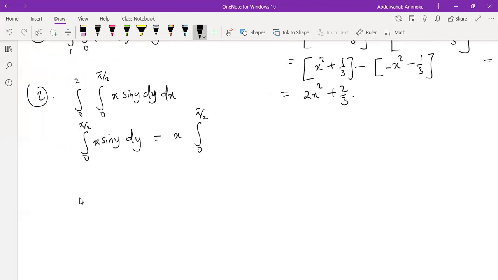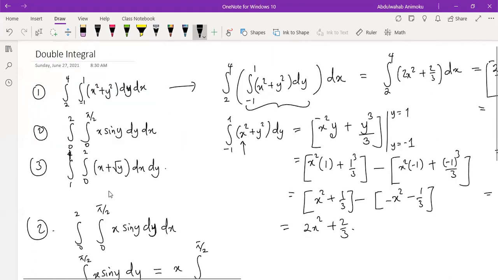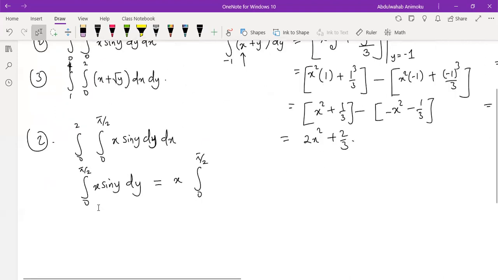In the previous problem, notice that we couldn't take it out because there was an addition between x squared and y squared. You can only take things out when you have multiplication. So we can take x out and just integrate sine y with respect to y.